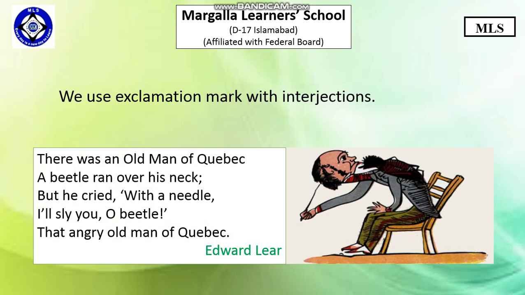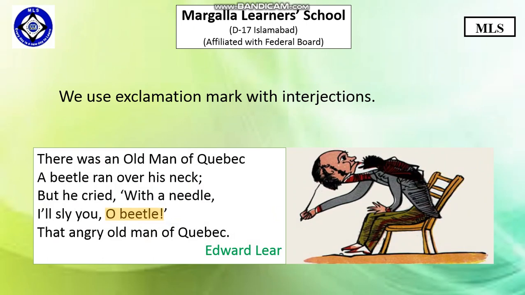There was an old man of Quebec. A beetle ran over his neck. But he cried with a needle, I'll slay you, O beetle, that angry old man of Quebec.